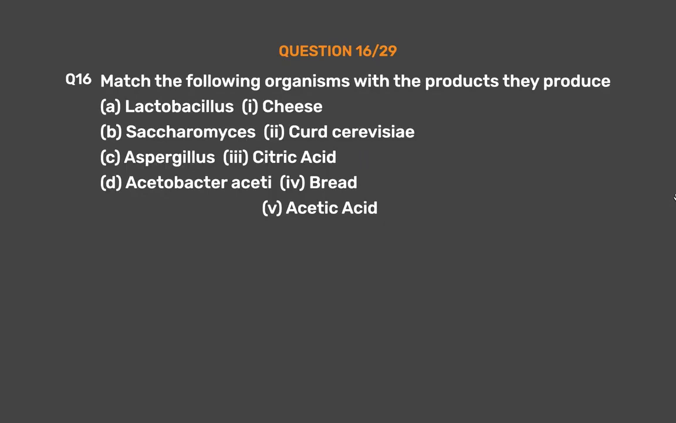Question number 16. Match the following organisms with the products they produce. A. Lactobacillus. 1. Cheese. B. Saccharomyces cerevisiae. 2. Curd. C. Aspergillus. 3. Citric acid. D. Acetobacter aceti. 4. Bread. 5. Acetic acid. Option A.